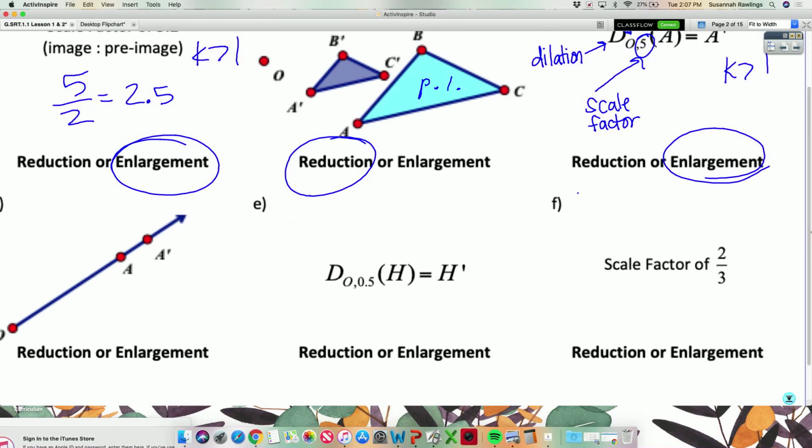Okay, and then today we're dilating lines, so here's an example of a dilation of a line. How do I know which one is my original, and how do I know which one is my image? Good, the prime symbol. So my original would be from O, my starting point, to A. So that is my line segment OA. That's my original, or my pre-image. To get from O to A prime, did that get longer or did it get shorter? It got longer, so it was enlarged. So we're only dilating lines today. We're not going to be worrying about figures.